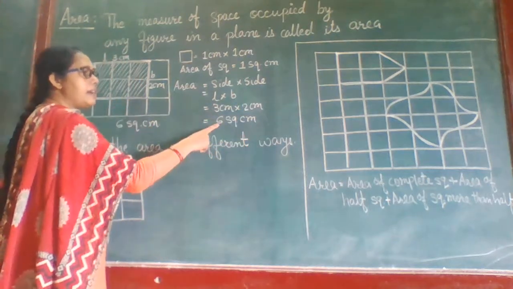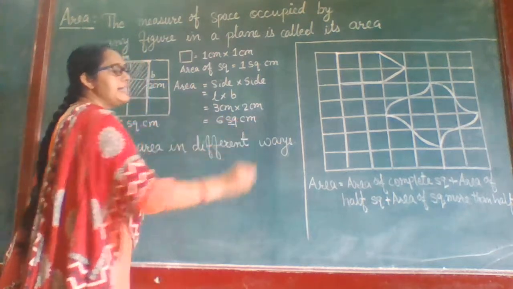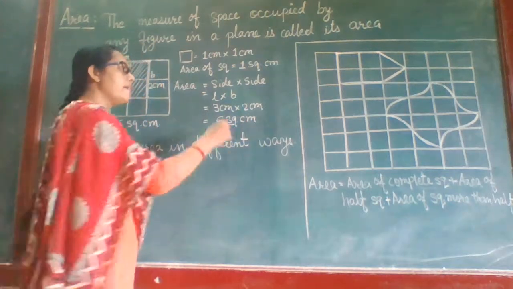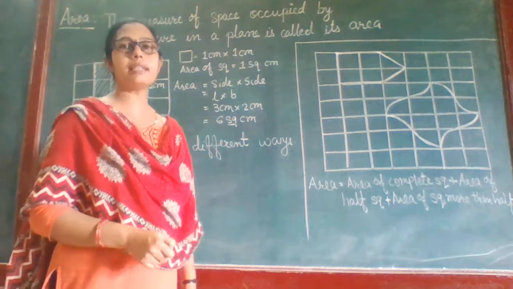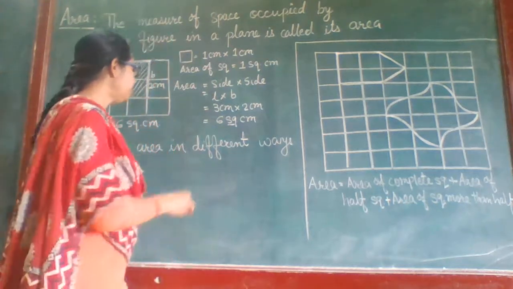When we write the answer of area, we always have to write square. If the unit centimeter is given to us, we write square centimeter. If the unit meter is given to us, we write square meter.